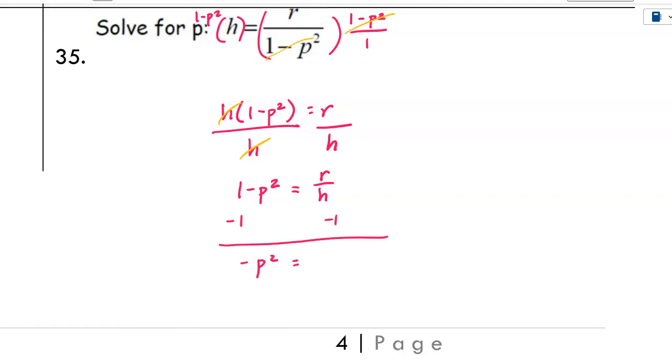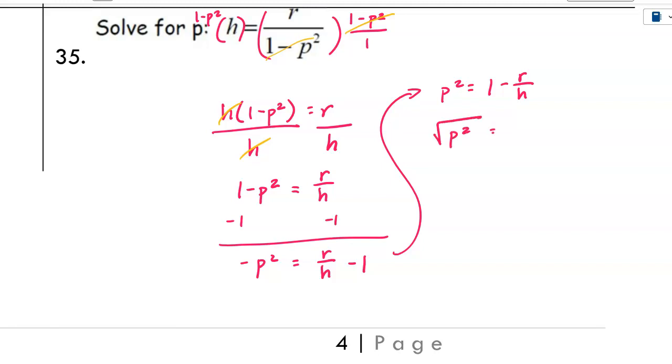Negative p squared equals r over h minus 1. And then I'm going to divide both sides by negative. So p squared equals 1 minus r over h. And then square root both sides, getting a plus or minus, for r over h. So p equals plus or minus the square root of 1 minus r over h.